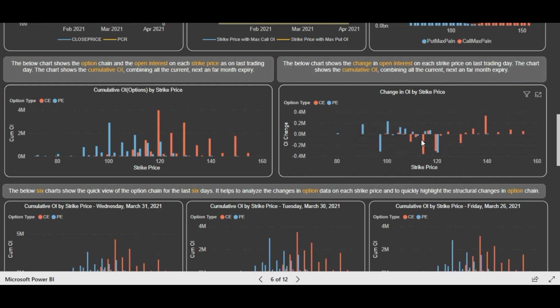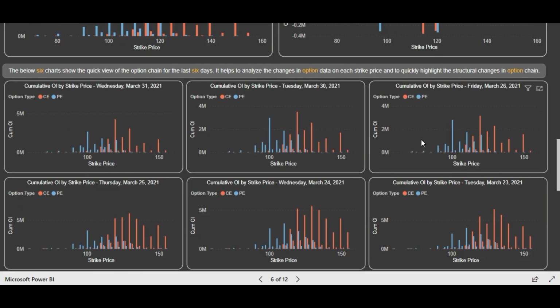It means at the 115 level the stock has broken the range and it is now trading above 115. So 115 will somehow act as a support. Whenever the price comes near 115, buying will come. And now let's see the OI change, the OI trend, the whole trend.